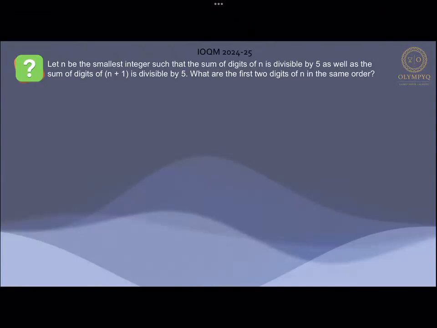So first of all, the condition mentioned over here is that 5 will divide the sum of digits of n and 5 will also divide the sum of digits of n plus 1. So let's say we denote S(n) as the sum of digits of n, and S(n+1) will be the sum of digits of n plus 1. According to the given condition, 5 divides S(n) and 5 also divides S(n+1).